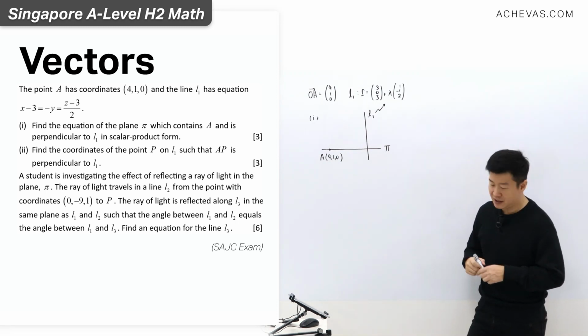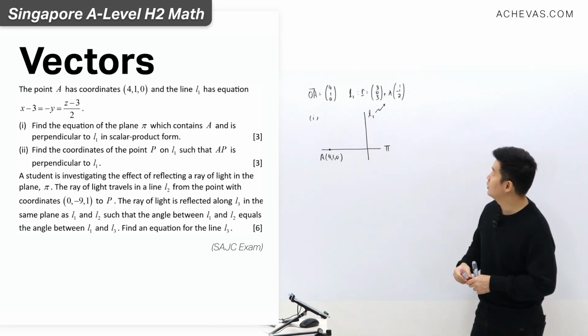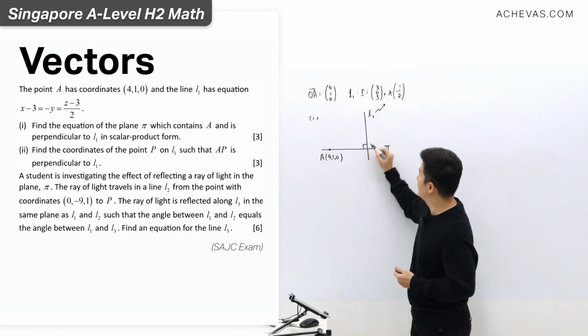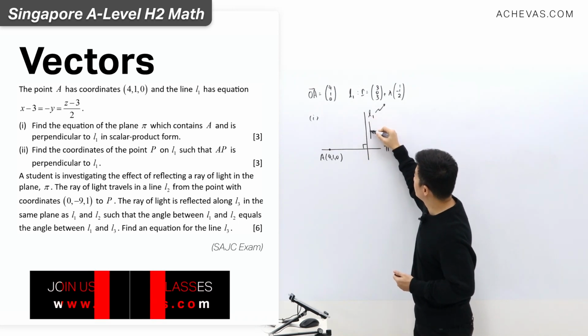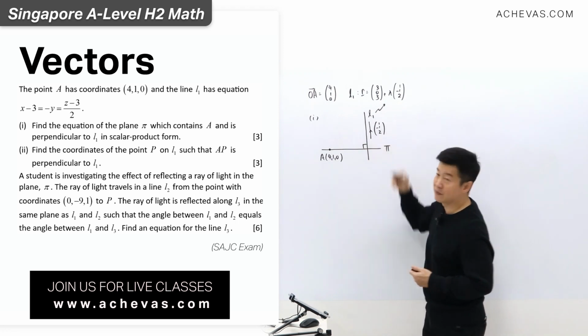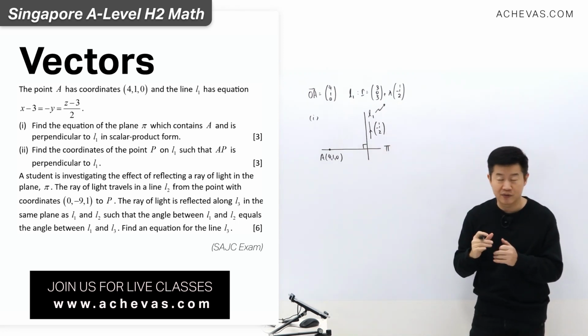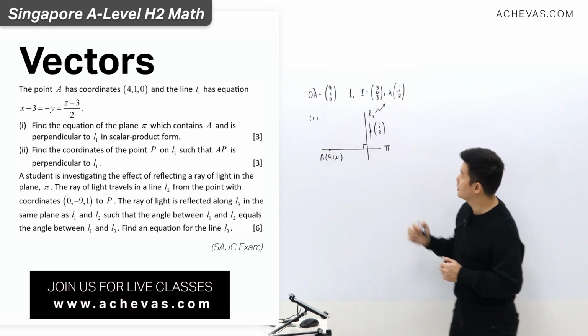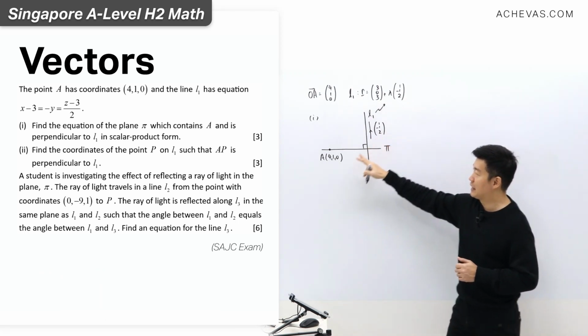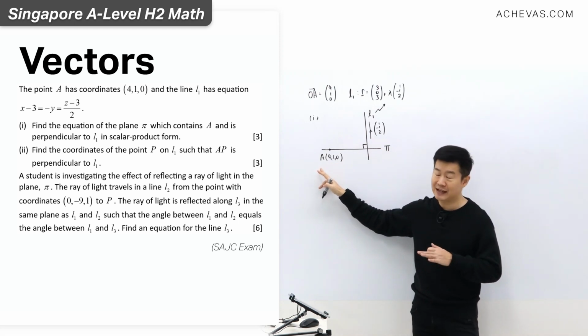For L1, which is perpendicular to the plane pi, its direction is parallel to (1, -1, 2). That's what we have learned theoretically about the equation of a line. So we take that and put it in here. From this, I can see that the normal to the plane pi is this, and the plane passes through this point. Okay, it is an easy question.